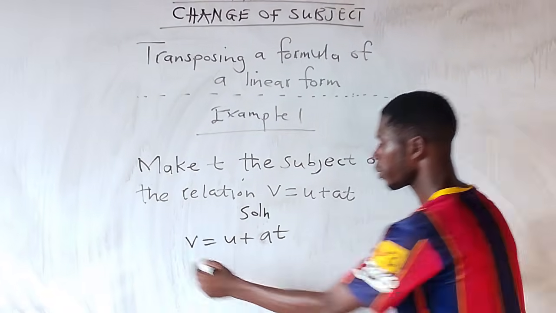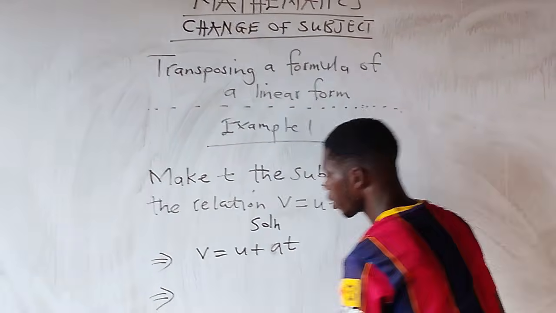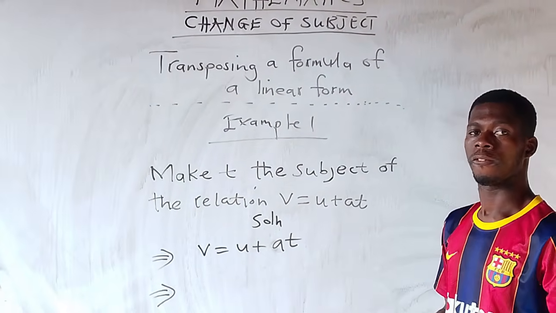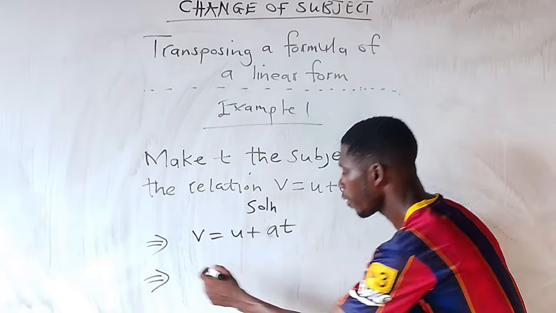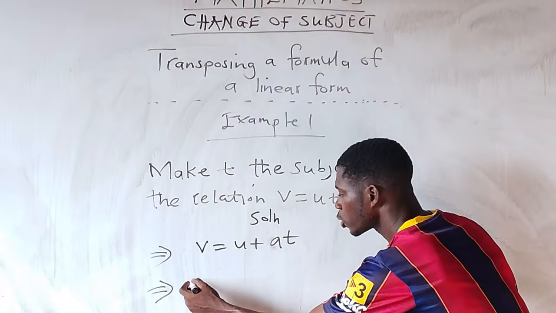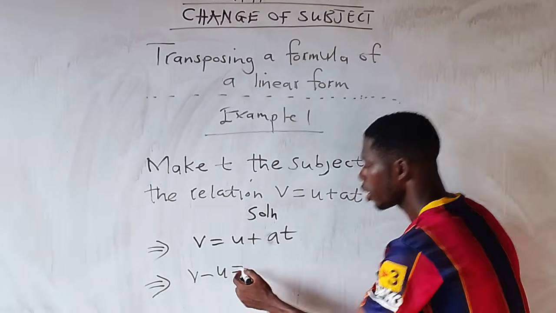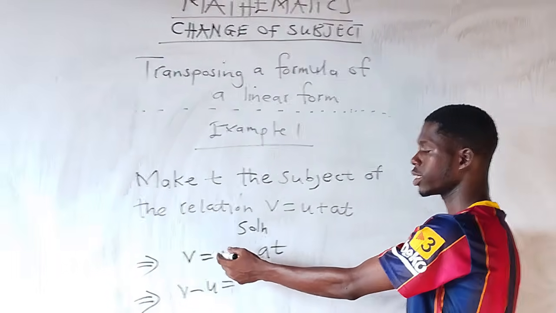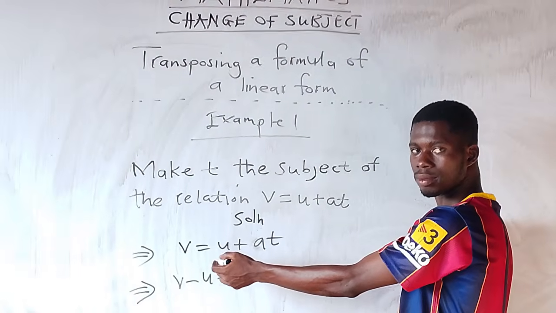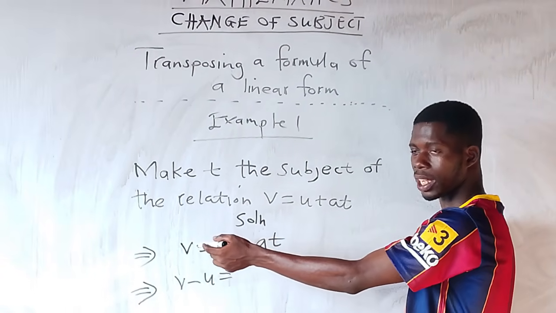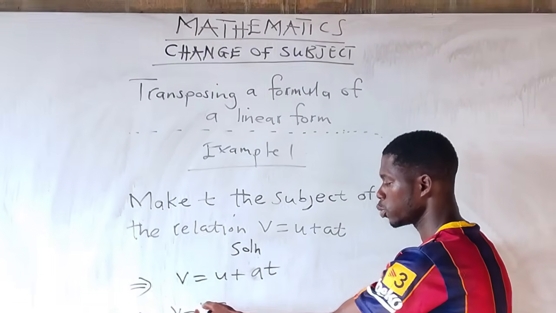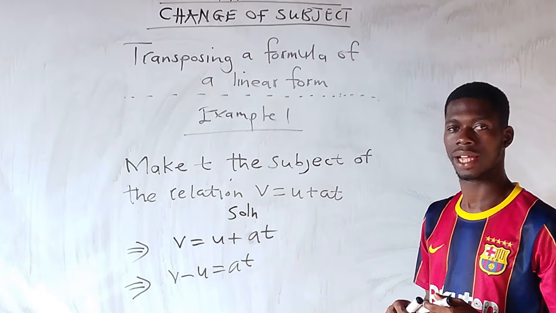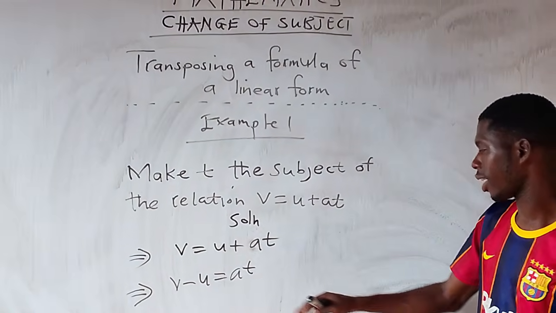We have three terms: first term, second term, and third term. For us to make T the subject, you send this U to the left hand side. So V minus U. U here is positive, so when it is crossing the equal sign, it will go negative. So V minus U equal to AT. The AT is standing where it was. It is stationary, it is at rest.